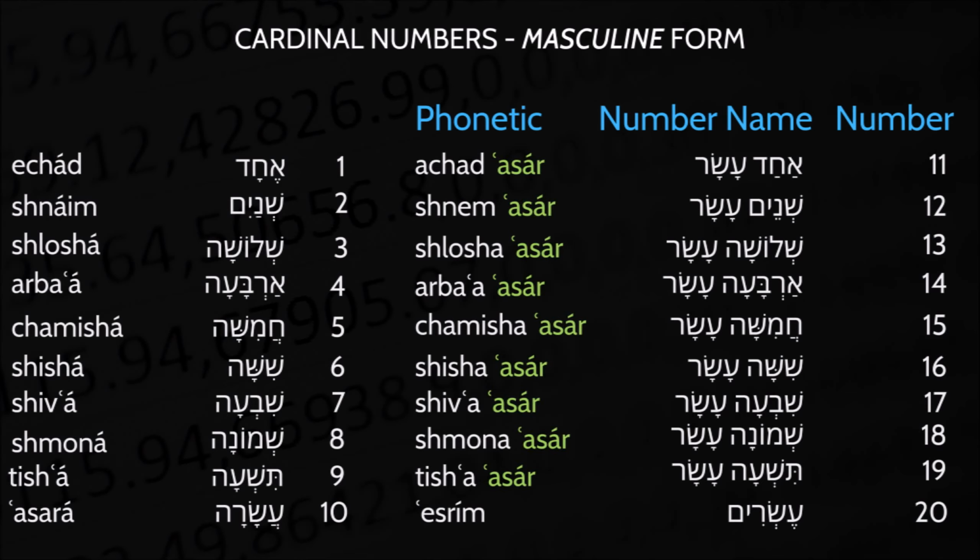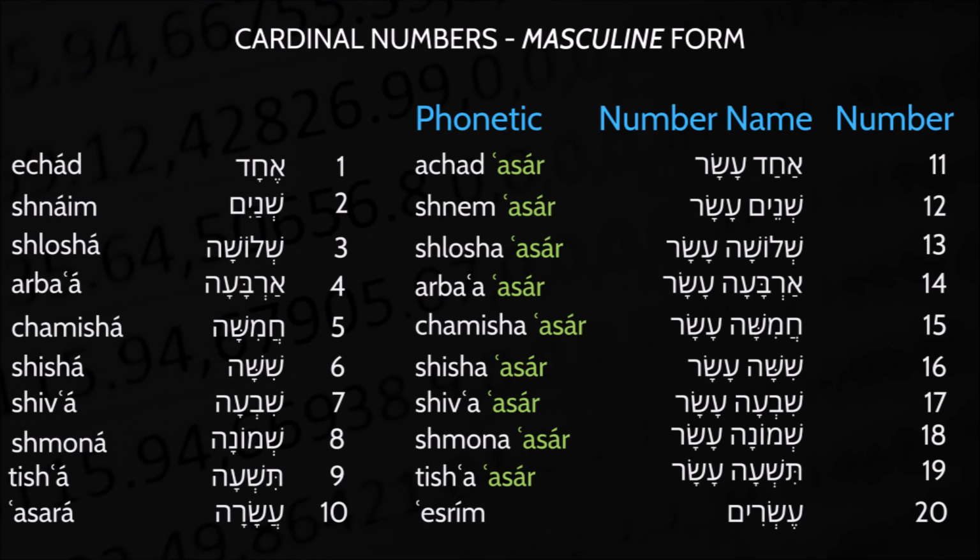Let's compare the two. You can see that the number 5, for example, looks the same in both cases, with the addition of the word 10. That is great. It means that once you memorize the separate form of the numbers 1 to 10, you are practically more than halfway through memorizing the numbers 11 to 20.